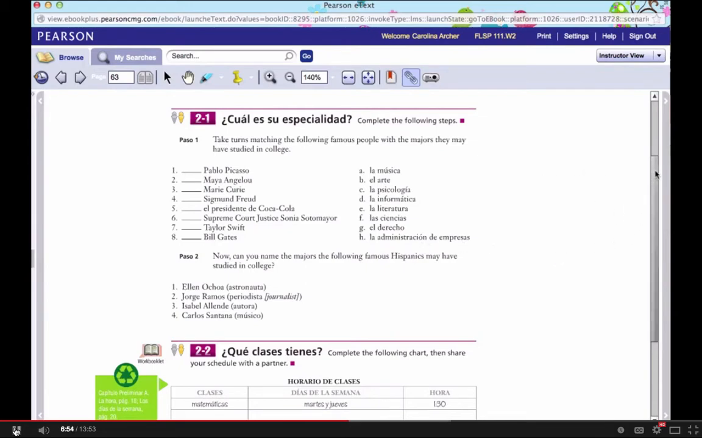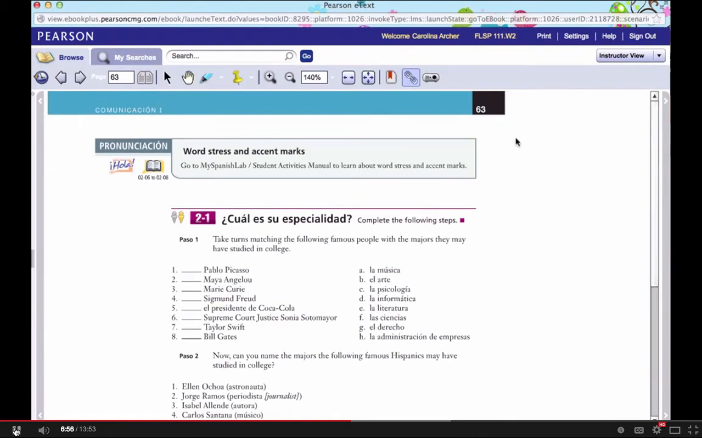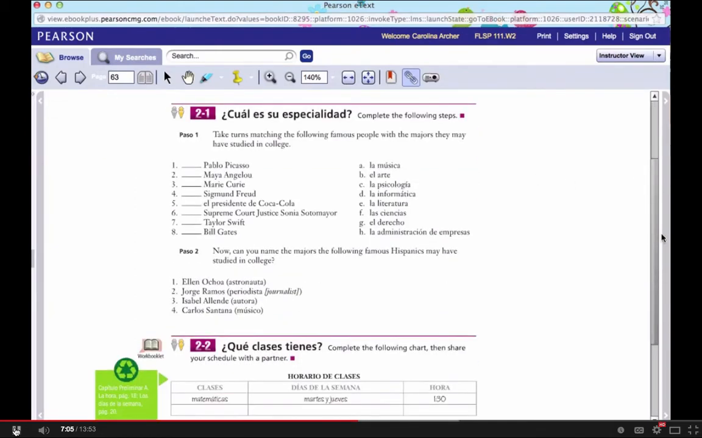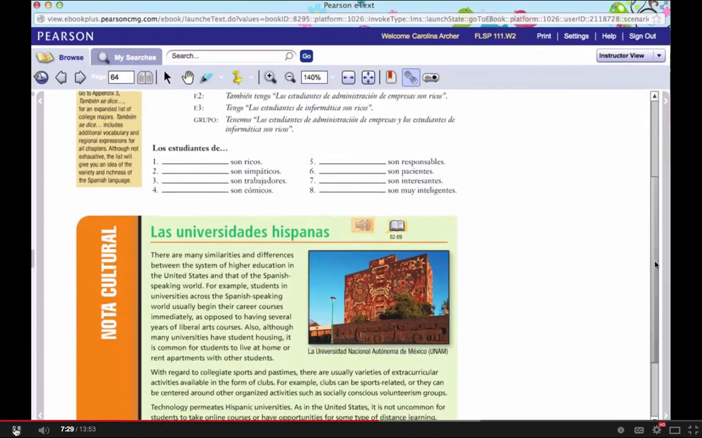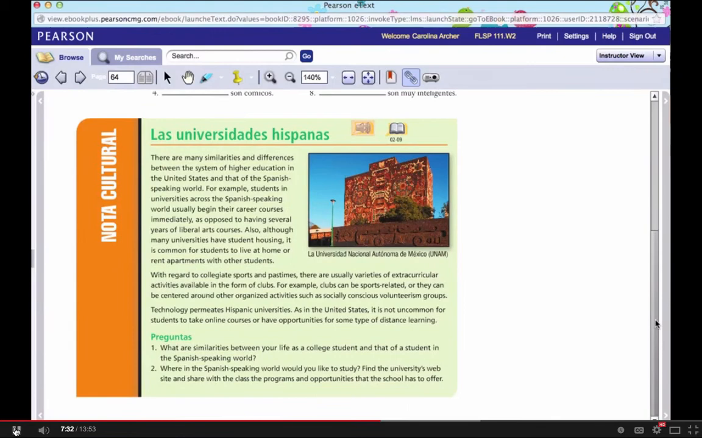You are going to be doing an activity in my Spanish lab with word stress and accent marks. Okay? So it's not explained here in the book, but it will be in your activity. See? Okay? You are also going to read about las universidades hispanas.